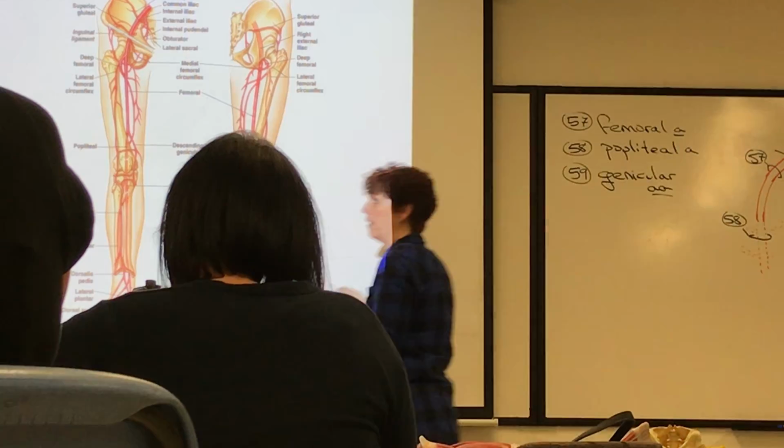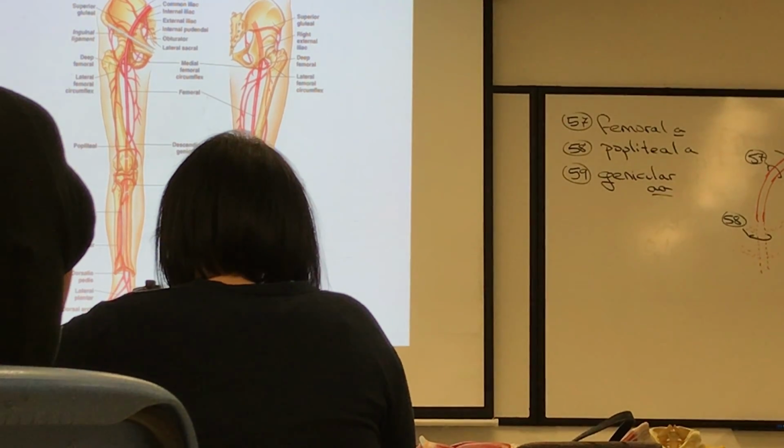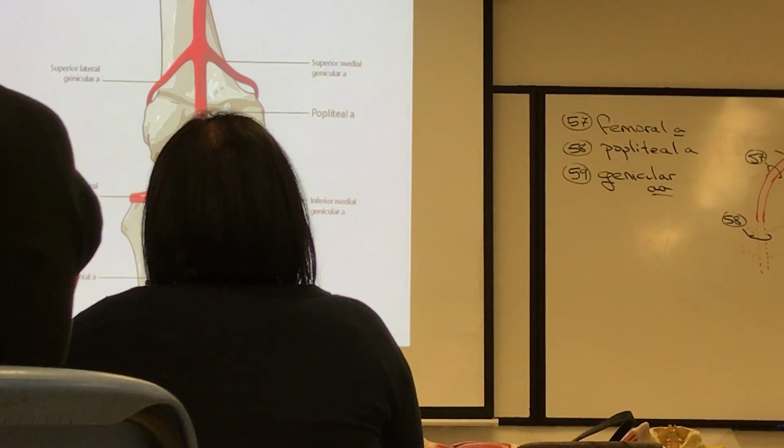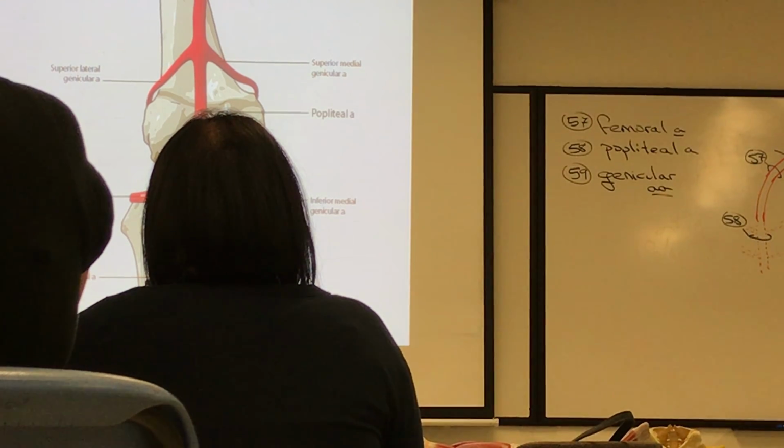2A's is my abbreviation for the plural of artery. Let me give you a view. You can see a little bit here of the genicular arteries, but let me show you here. So here's the popliteal artery giving off the geniculars.